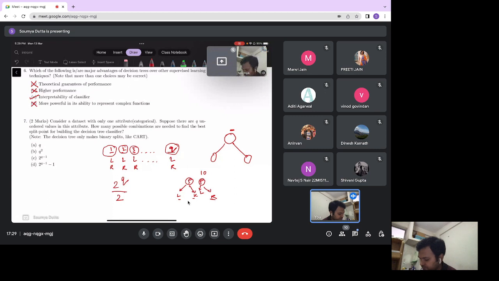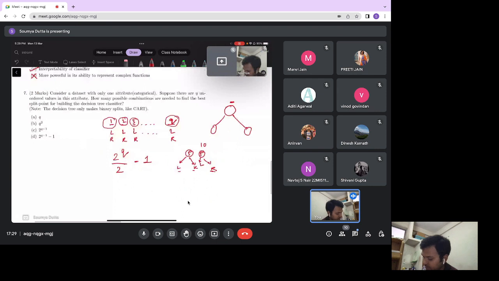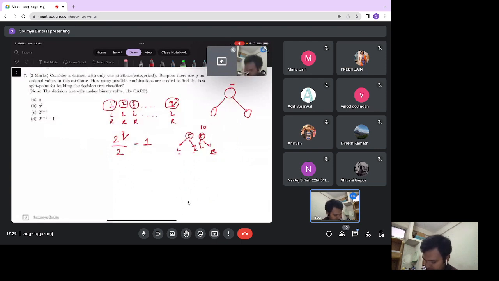One more thing is happening: you can have all of them go into the left node or all of them go into the right node. You need to remove that, because all of them cannot go into the same node when you are doing a split, so that particular split needs to be subtracted. Therefore 2 to the power q divided by 2, minus 1, that is 2 to the power (q minus 1) minus 1, is the correct option for this.